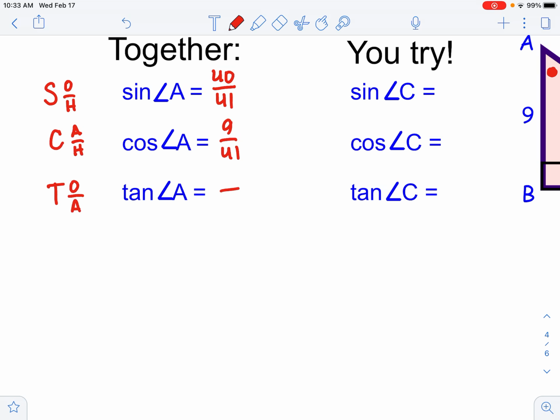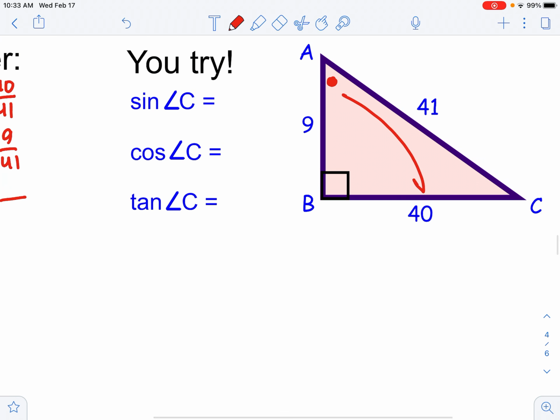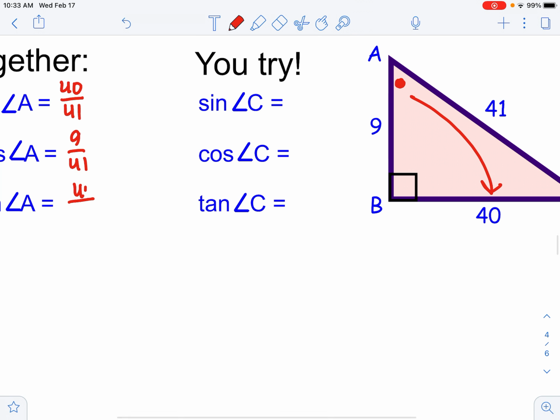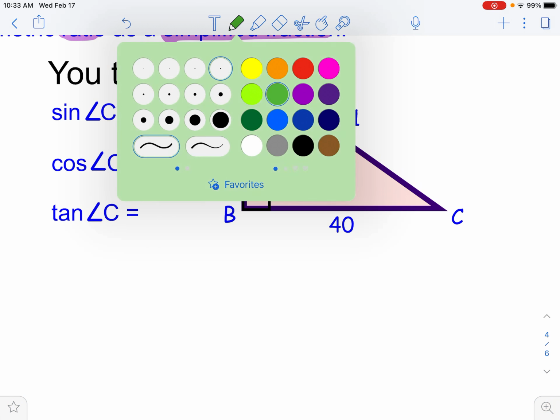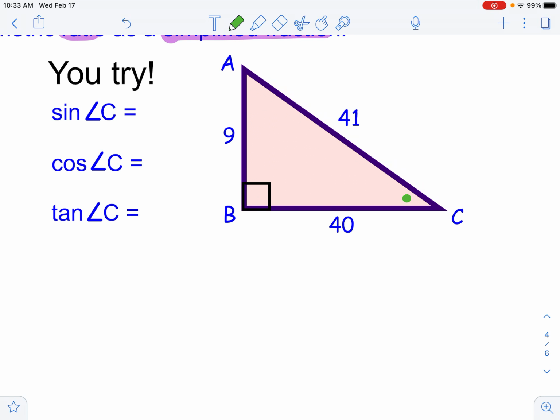And then tangent is Toa, opposite over adjacent. So I need the opposite side, 40, over the adjacent side, the side that touches it, that's not the hypotenuse, 9. Okay, so now what I want you to do is go ahead and try this for angle C. Now what you should be doing is putting some sort of marker here so you know you're talking about angle C. Go ahead and pause the video and try that on your own.